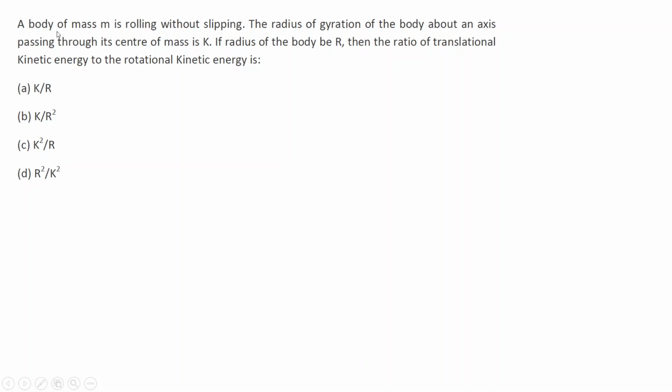So we have been asked that a body of mass m. We have not been told what the shape of the body is, so just imagine any shape of the body. It's just a body of mass m which is rolling. It may be a flat surface or maybe a slope surface. That also we have not been told. It doesn't matter. But anyway, this is rolling.